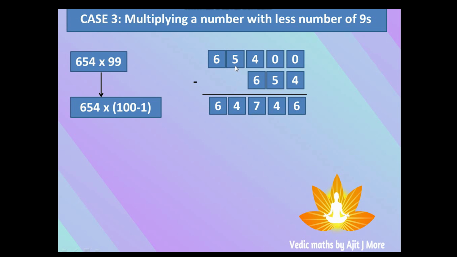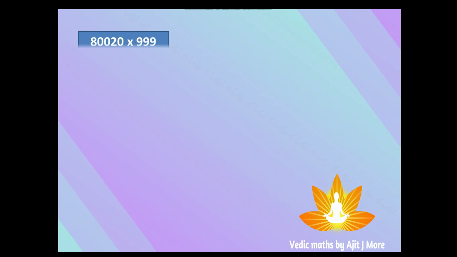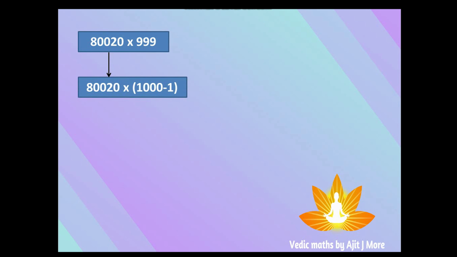Let's take one more example. Now in this case, tell me, what is the nearest base of 999? Obviously 1000. Now when I multiply 80,020 with 1000, 3 zeros will get appended. Is it? 1, 2, 3. And we have to subtract from it 80,020.